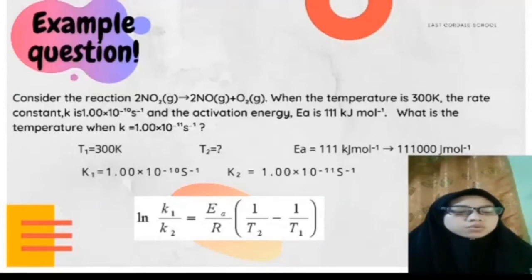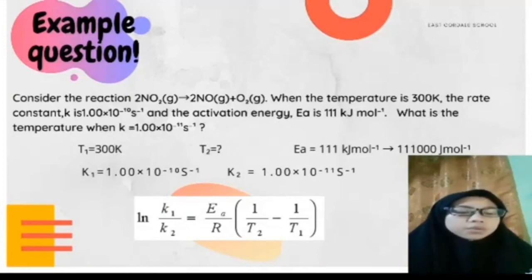Firstly, we need to label which one is T1, K1, T2, K2, and the activation energy given is in kilojoule. We need to convert it first into joule and multiply it with 1000, and it gives 111,000 joule mole negative 1.